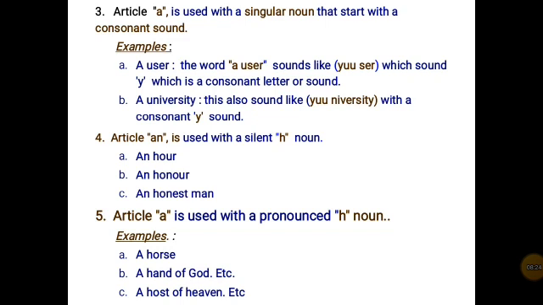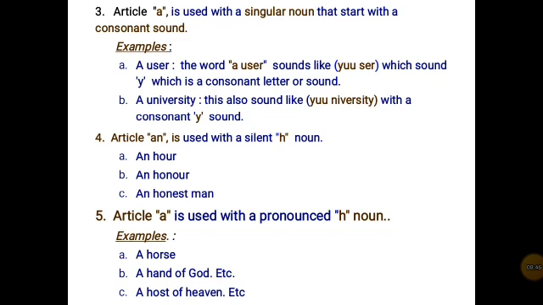In the spelling, in the bracket here, we have Y-W-S-E-R to represent U as Y-W. Therefore, Y starts the sound of user. Therefore, we use a consonant article, which is article A. I hope that is clear.